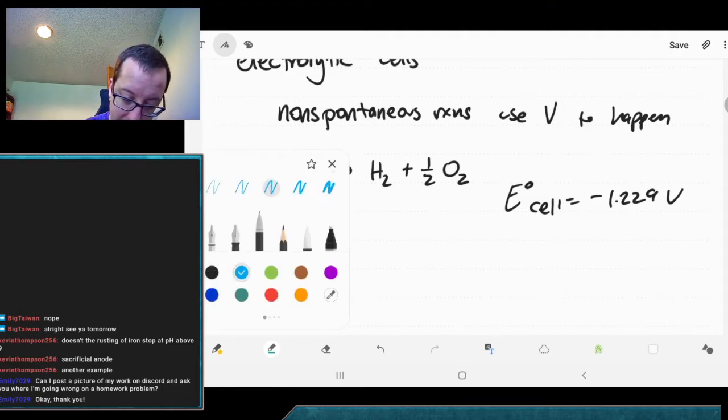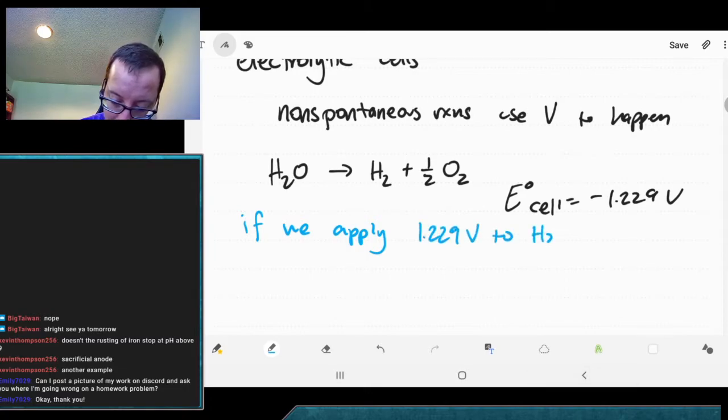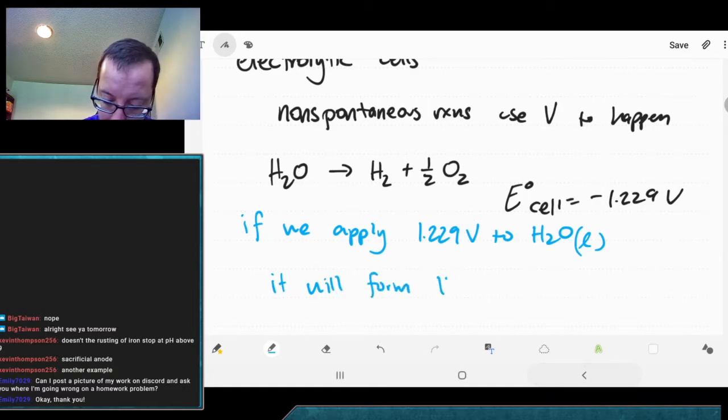So if we apply that, we can get this reaction to happen. It'll split back into the gases. So we can force it to go in reverse by applying an external voltage source. So we would either attach this to a battery or throw it into an electric circuit of some sort, and we can get this to happen.